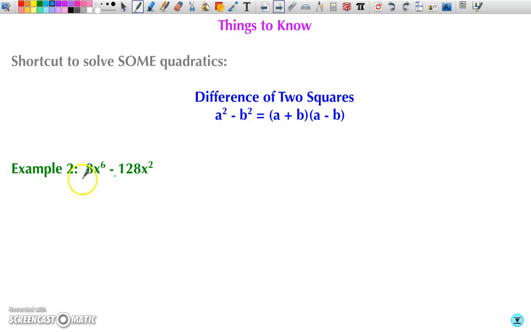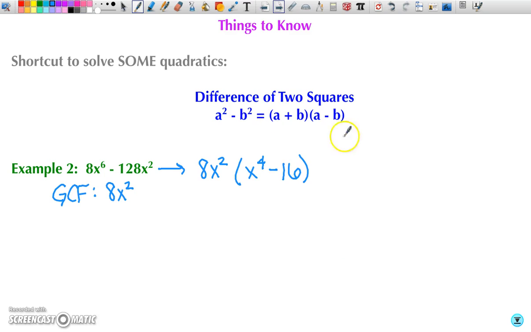So again, greatest common factor, and in this case, they are both divisible by 8 and also by x squared. So I'm going to start with taking 8x squared out, which leaves you with x to the fourth minus 16, and then the x squared goes away. So leave your 8x squared in front. Now this is your a squared minus b squared.